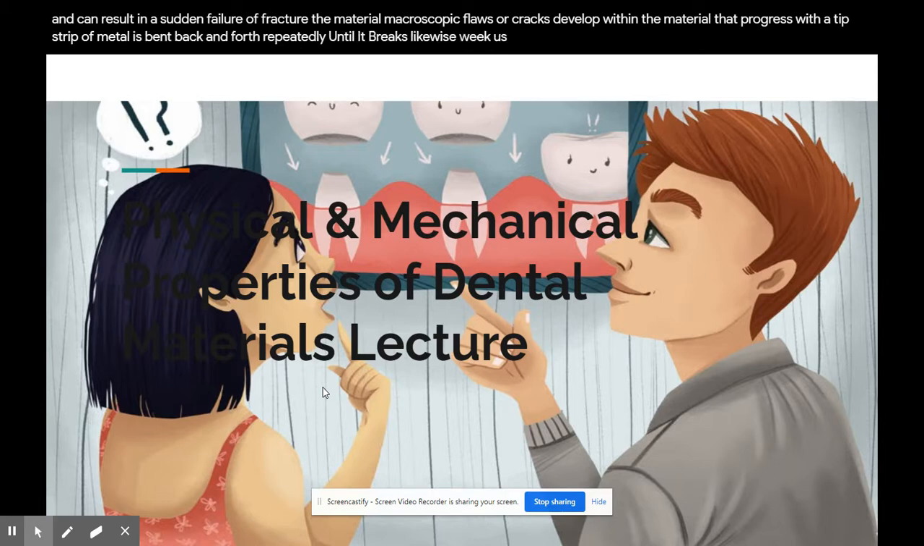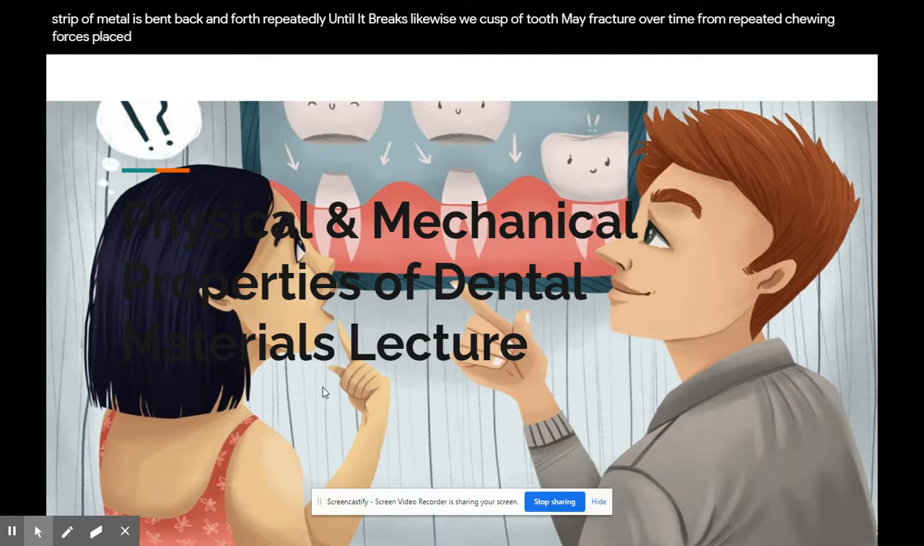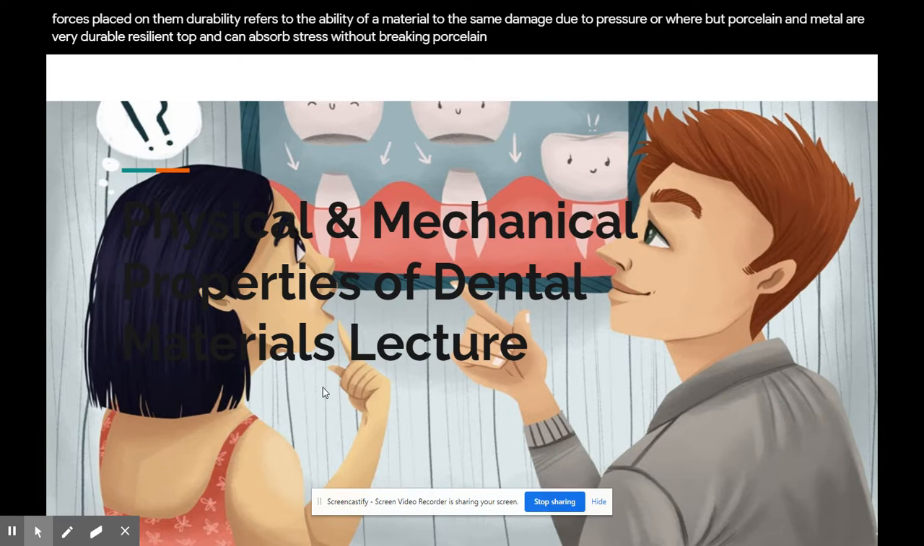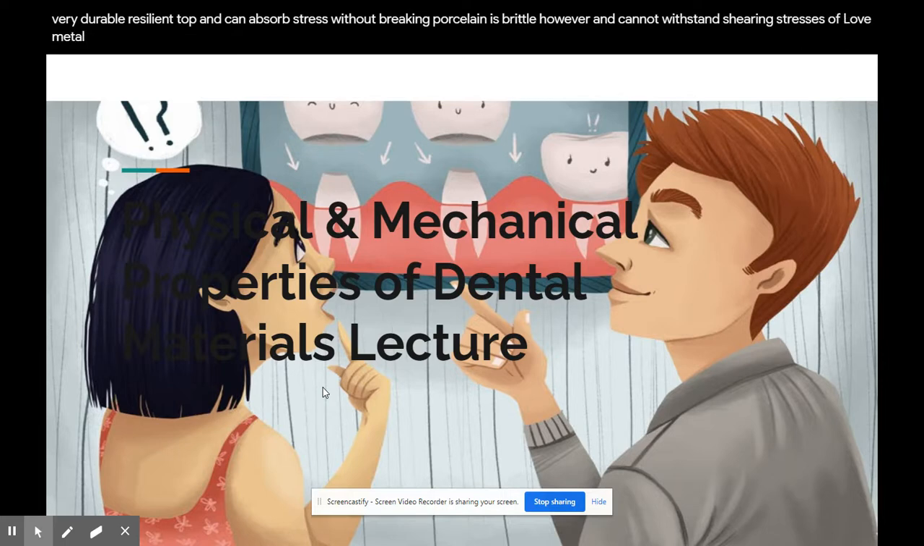Likewise, weak cusps of a tooth may fracture over time from repeated chewing forces placed on them. Durability refers to the ability of a material to withstand damage due to pressure or wear. Both porcelain and metal are very durable, resilient, and tough, and can absorb stress without breaking. Porcelain is brittle, however, and cannot withstand shearing stresses as well as metals. Metals are very durable, but not as aesthetic as porcelain.